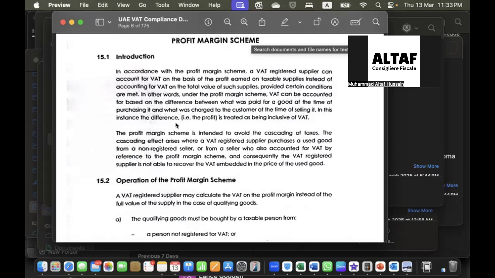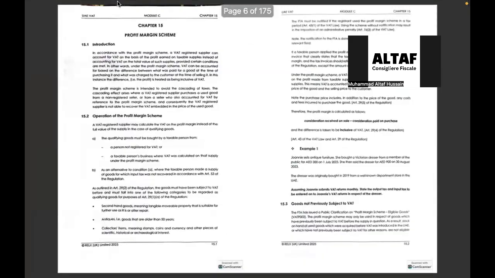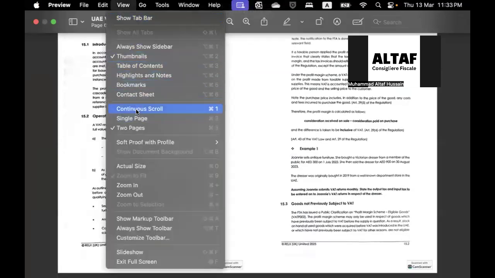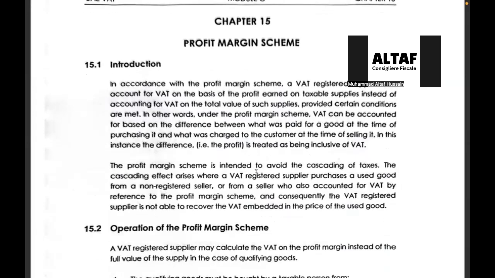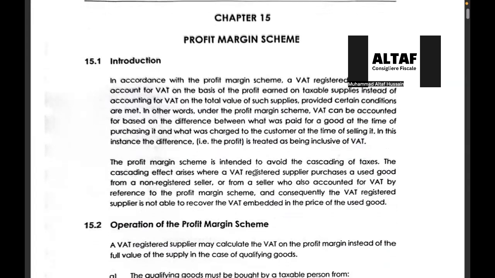In this instance, the difference, that is the profit, is treated as being inclusive of VAT. So basically, the amount of money that a taxable person paid to acquire the goods minus the consideration that he charged, and whatever the margin is, that is seen as inclusive of the VAT.